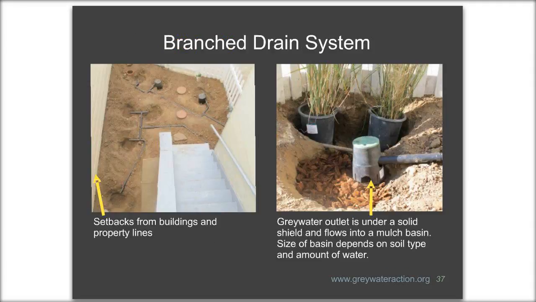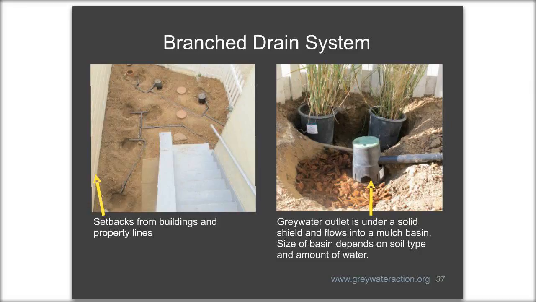So here's some construction pictures. You can see on the left, this is a branch drain system coming from a shower. This image is showing the whole landscape. This is a house in San Francisco, so the yard's very small, but it's a great picture because you can see everything in one shot. You can see the pipes are splitting off.